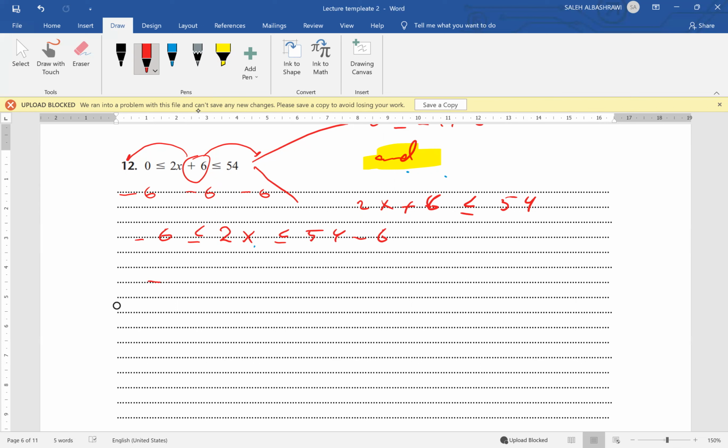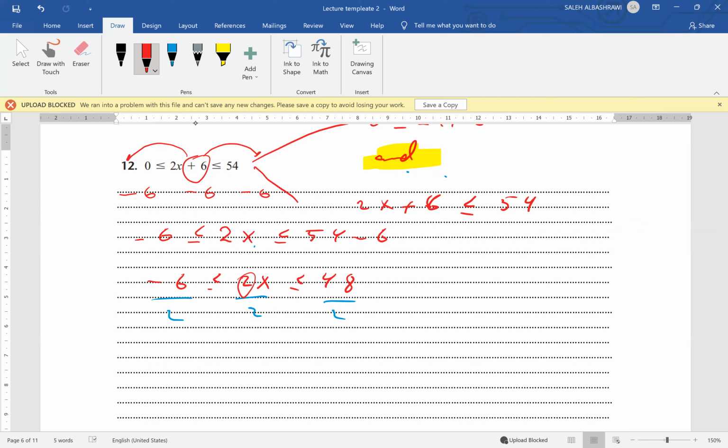Then I have minus 6 less than or equal to 2x less than or equal to 54 minus 6, which is 48. Now divide by the coefficient, divide by 2 everywhere. So I will have minus 6 divided by 2. Again, we divided by a positive number, it is plus 2. No need to change the sign of the inequalities.